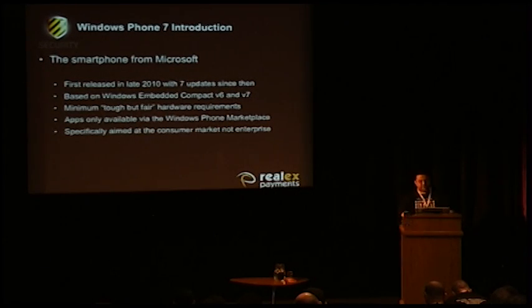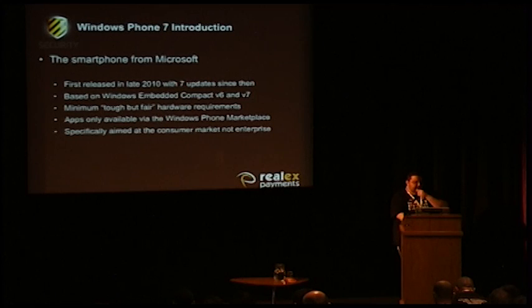So Windows Phone 7, the OS itself is based on Windows Embedded Compact. So that's a combination of Windows Embedded Compact 6 Release 3 and some functionality from Release 7. So Windows Embedded Compact isn't just a scaled-down version of Windows. It's actually a separate OS and a separate kernel that's been around for about 20 years. And it was designed to run on resource-constrained devices. That's why it's been used for the phone here.